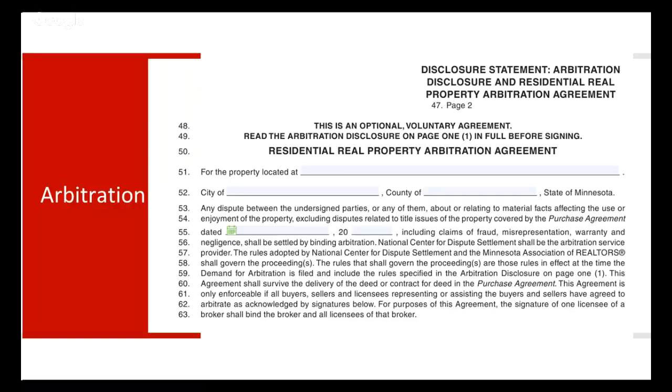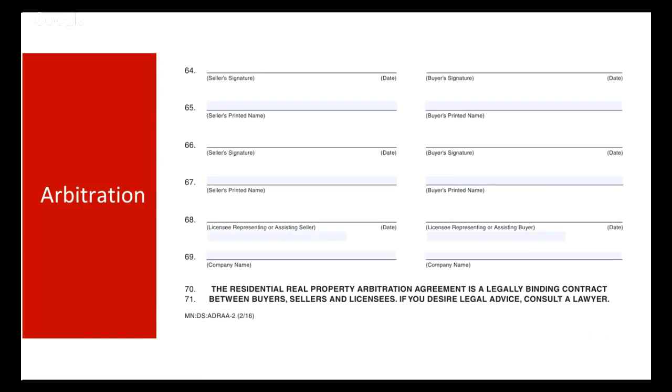The rules shall govern the proceedings and are those rules in effect at the time of the demand for arbitration is filed and include the rules specified in the arbitration disclosure on page 1. This agreement shall survive the delivery of the deed or contract for deed in the purchase agreement. This agreement is only enforceable if all buyers, sellers, and agents have agreed to arbitrate, as acknowledged by the signatures below. For purposes of this agreement, the signature of one licensee of a broker shall bind the broker and all licensees of that broker. This is where people would sign or date.